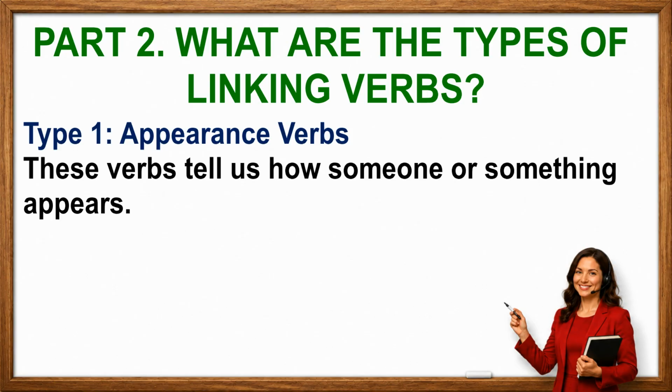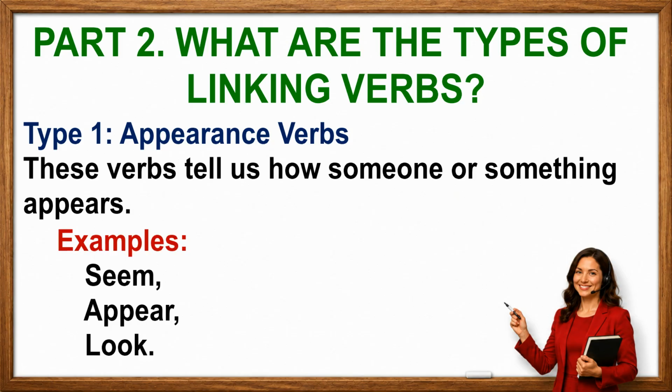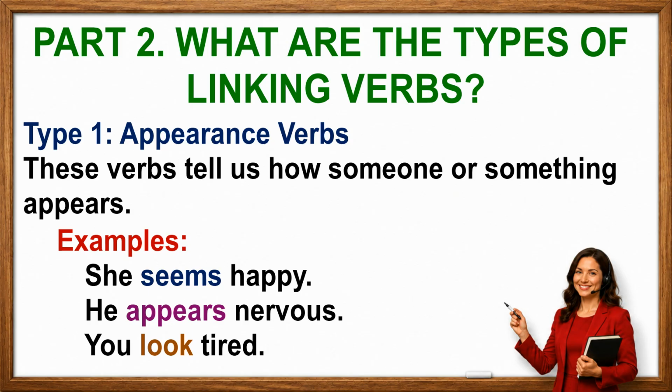Type 1. Appearance verbs. These verbs tell us how someone or something appears. Examples: seem, appear, look. Examples in sentences: she seems happy. He appears nervous. You look tired. Just because someone looks happy doesn't always mean they are happy.